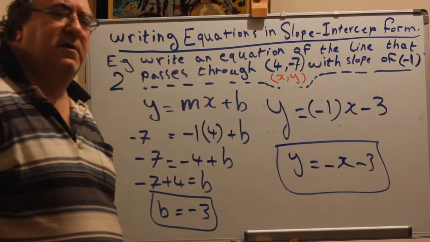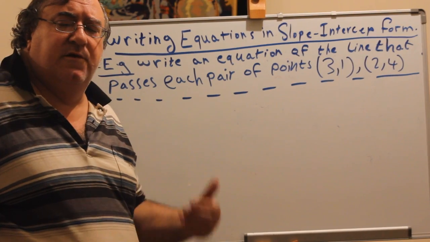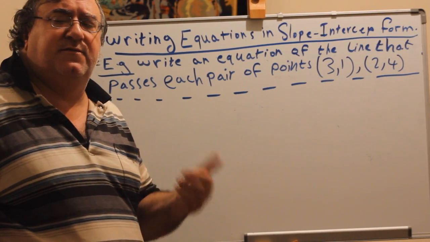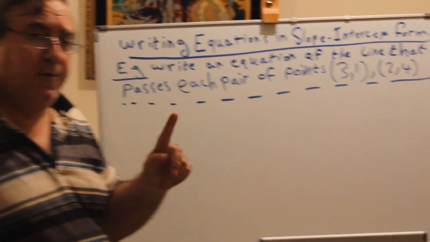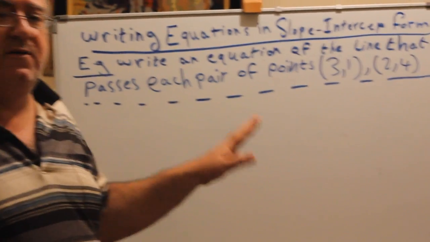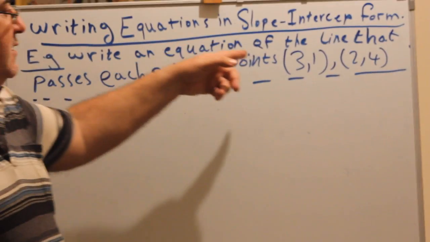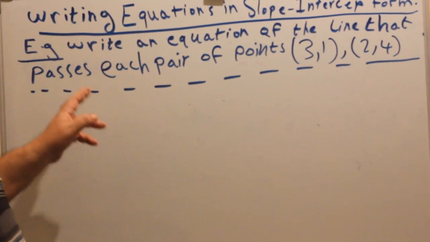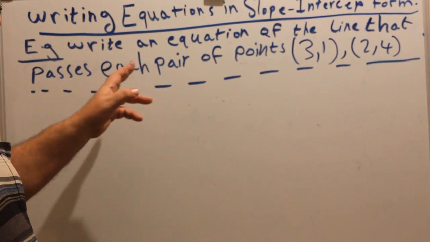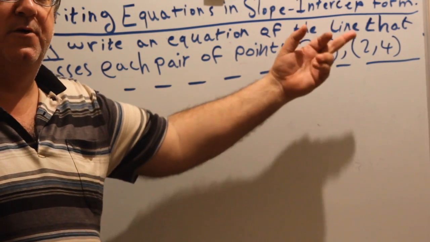We'll do the second way now. Now, we have second way of asking questions. The first one was if he gives you the slope and 1 point. Now here, he will not give you the slope, he will give you 2 points. Here, for example, write an equation, of course slope-intercept form, of the line that passes through each pair of points 3, 1 and 2, 4. So the line passes through 2 points.